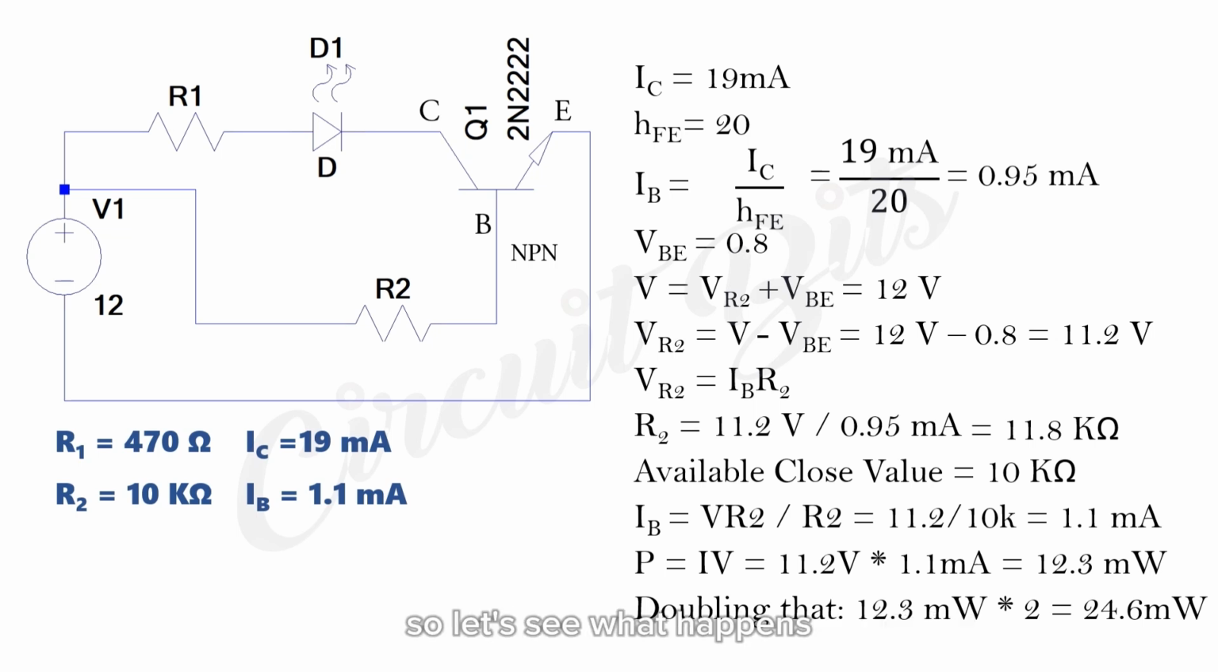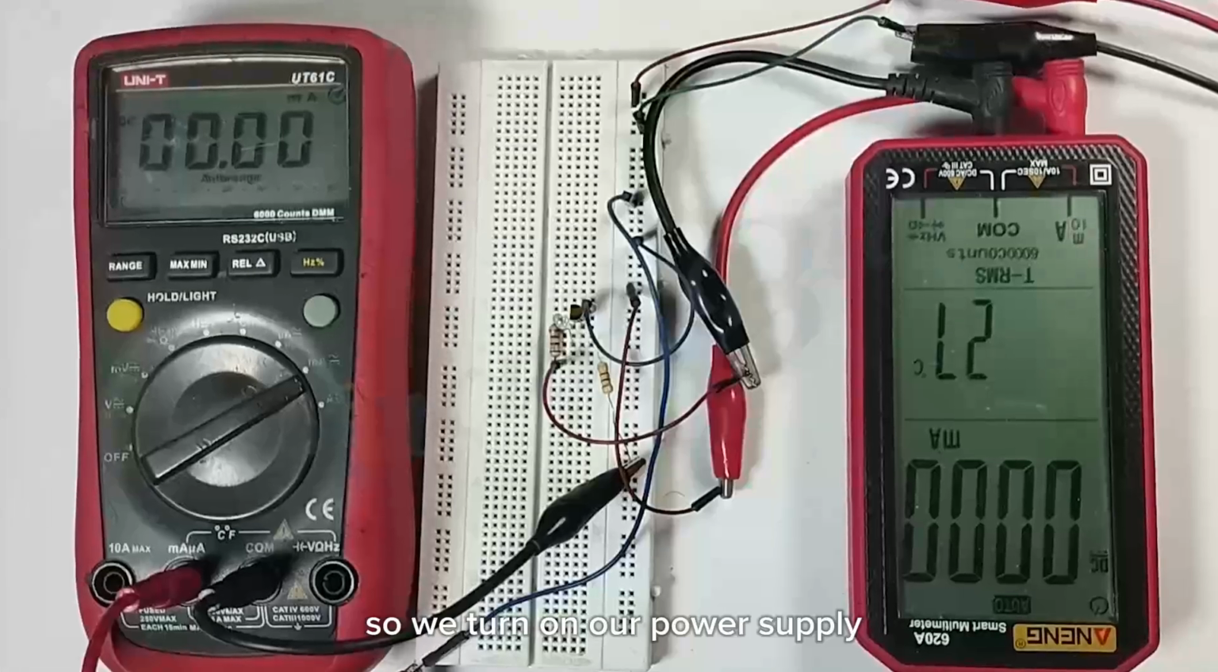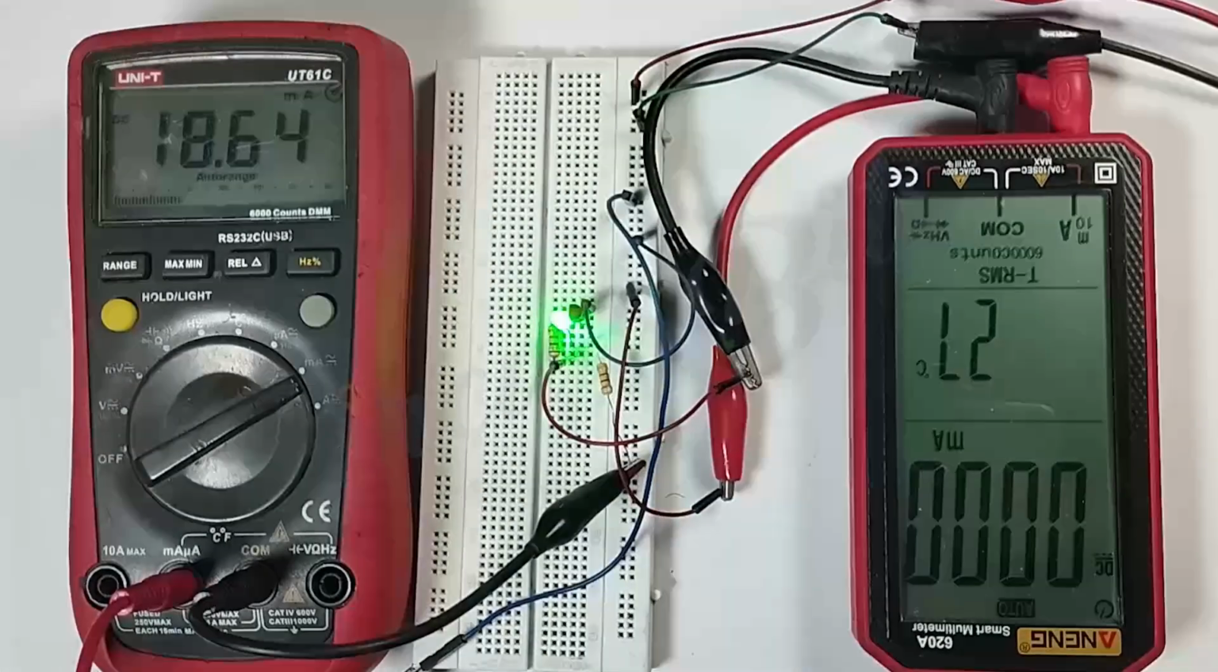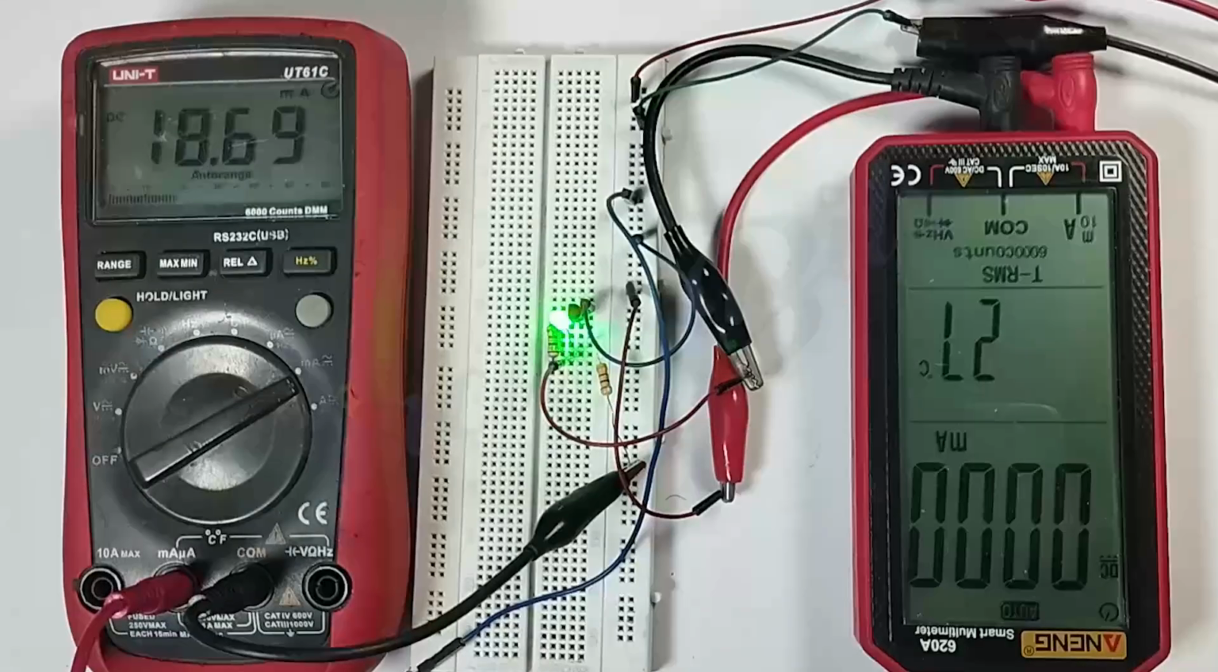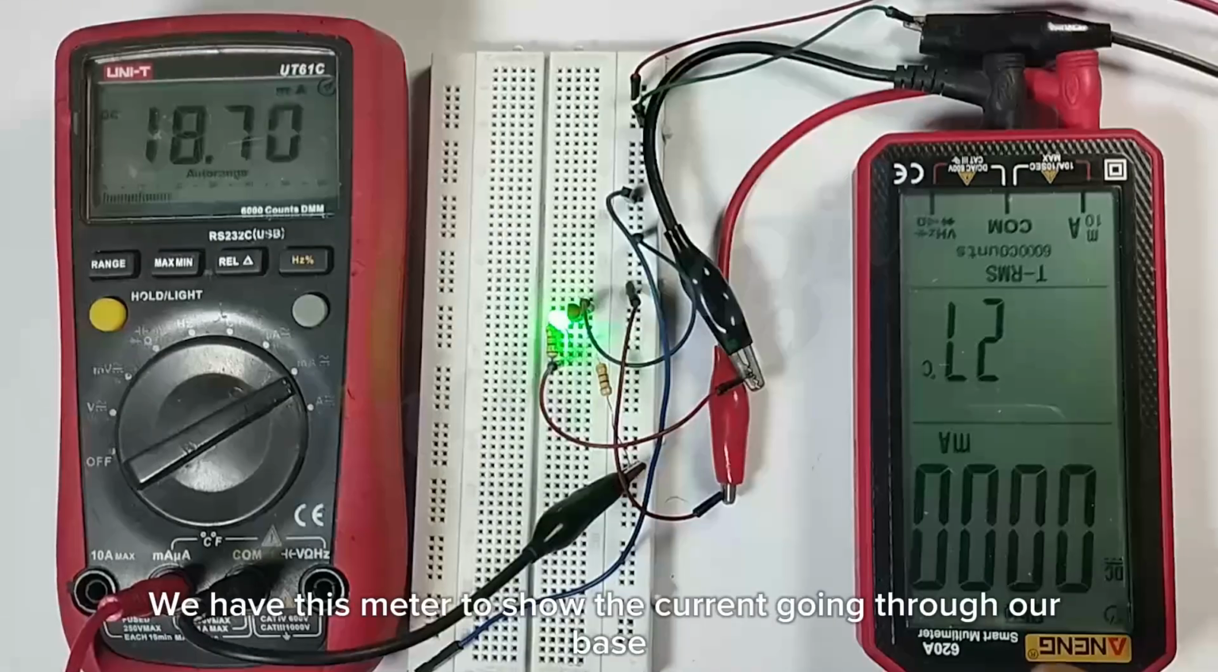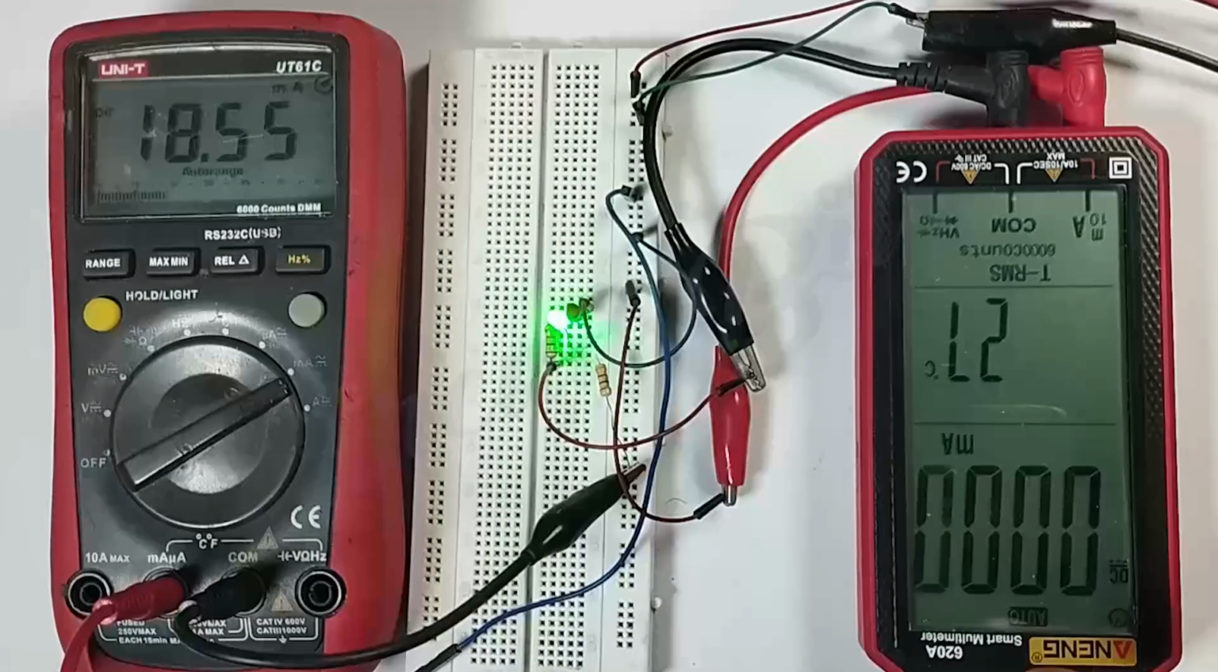So let's see what happens when we turn on our power supply, and let's see if we can actually confirm that the current flowing through the base and through the collector is accurate. So we turn on our power supply. We have this meter to show the current going through our base.